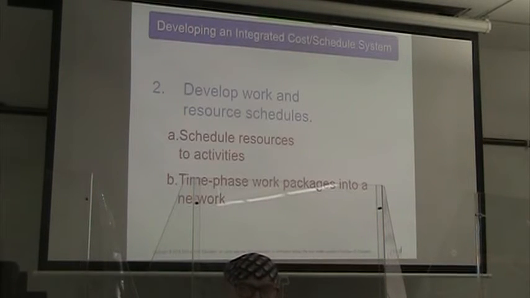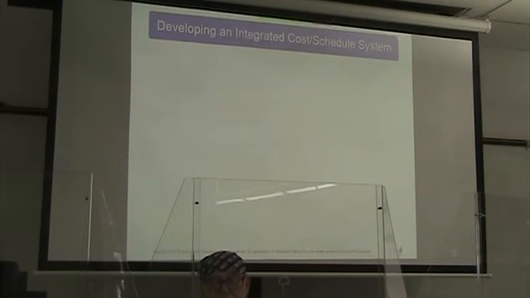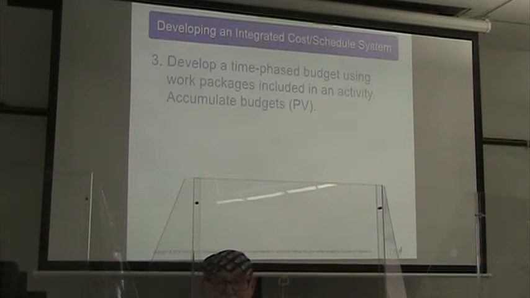Our second piece of work that we have to do is we have to develop the work and resource schedules. So schedule the resources to the activities and then figure out our time phase work packages in a network. And you thought I was just telling you all that to get you to look at something that you would never use again. Ha ha!